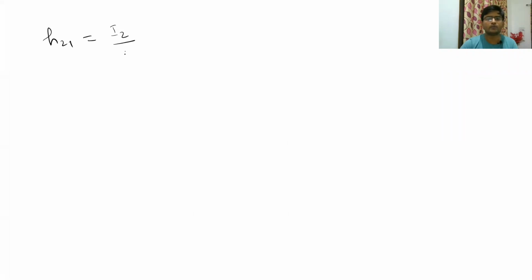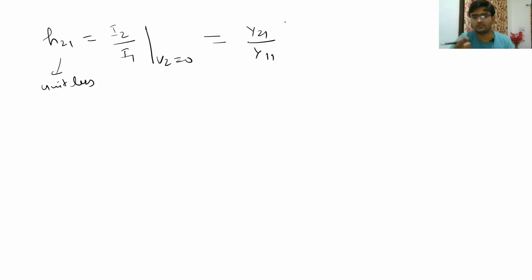So it is I2 upon I1 when V2 is equal to 0. This is the ratio of both these currents, so this is also unitless. And since this is a short circuit parameter, we are making the output terminal short circuit. This can be represented as Y21 upon Y11. So you can go on and check using these definitions.